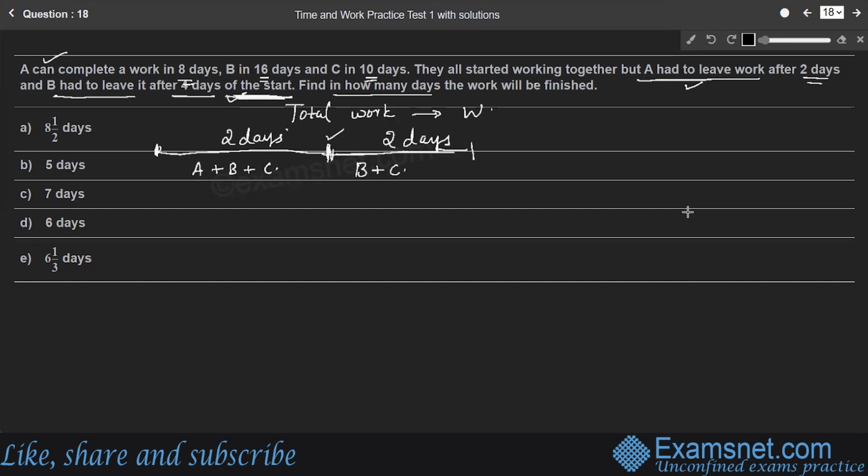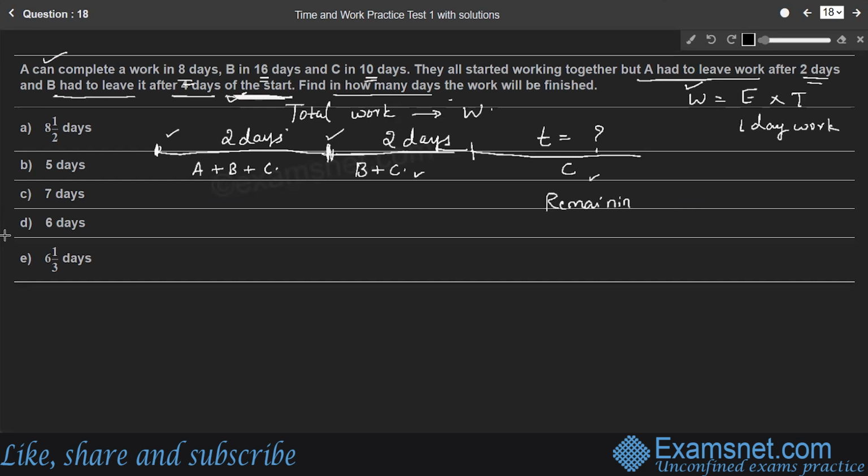Then the question is, find in how many days the work will be finished. So at last, only C will be working. In how many days? We need to find the time. We all know that work is equal to efficiency into time, E into T, where E is 1 day work. Work per unit time is called efficiency. We'll consider the first case, work done by A, B and C in 2 days, then work done by B and C in 2 days, then work done by C in the last days. In how many days can C complete the remaining work? For that, we need the remaining work done by C.